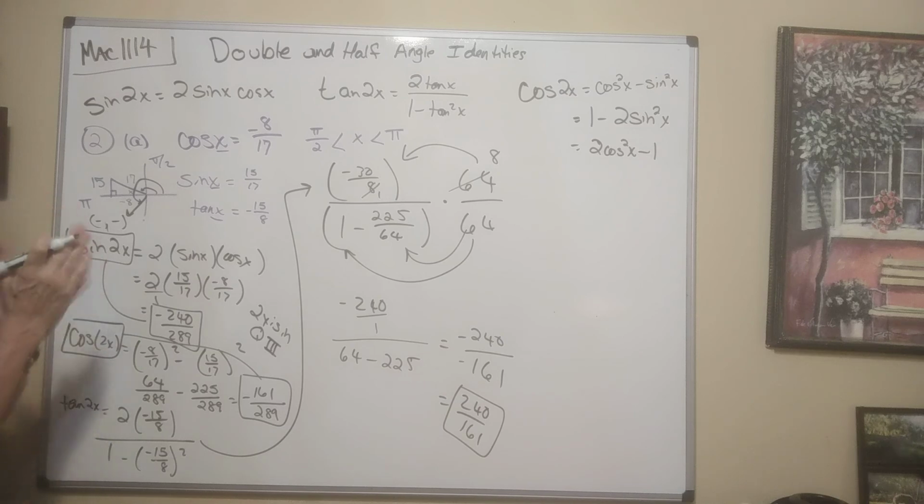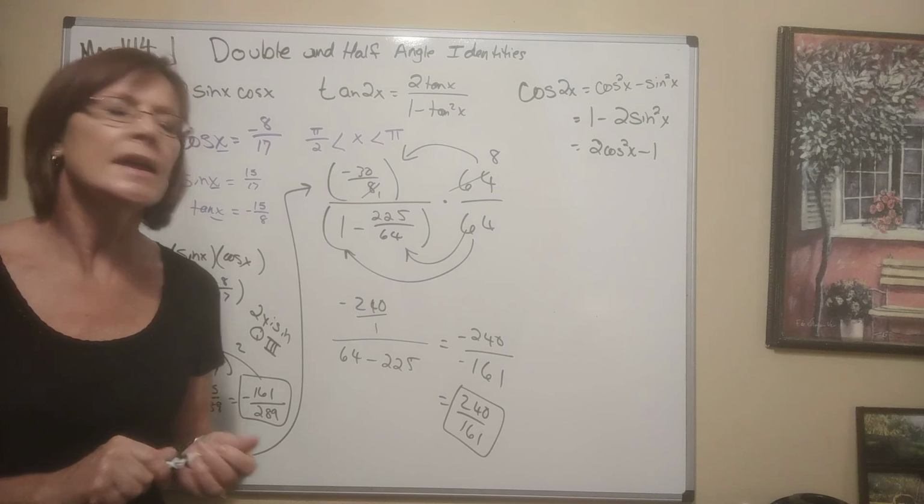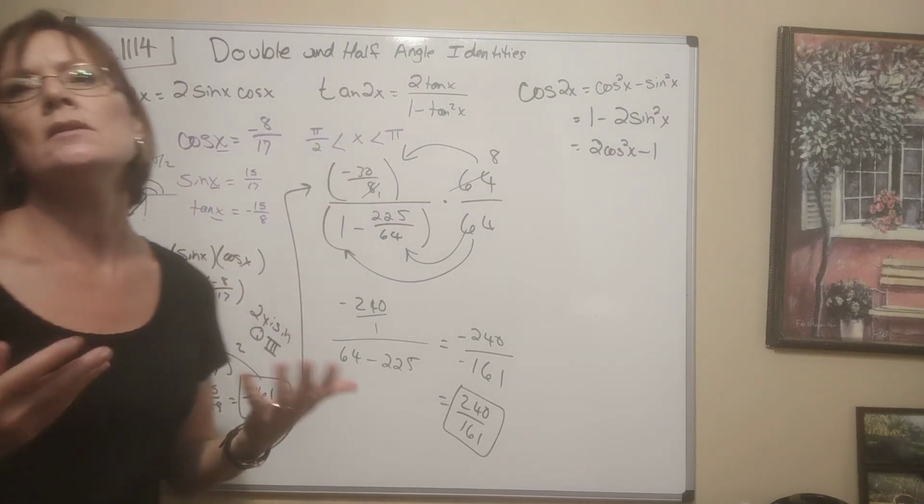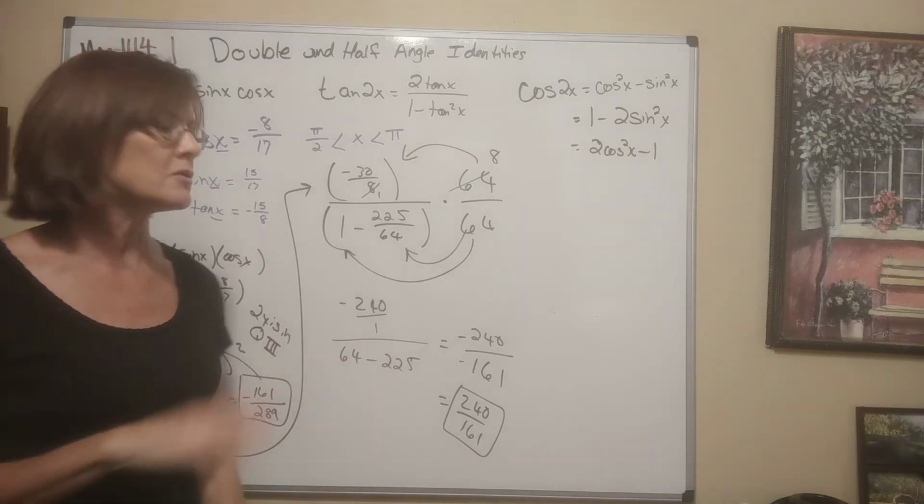All right, let's do part B in just a second. I'm going to show you an alternate way to find tangent. Instead of using this formula, we're just going to use the fact that tangent is equal to sine over cosine. So I'm going to do that in a separate video just for a break.